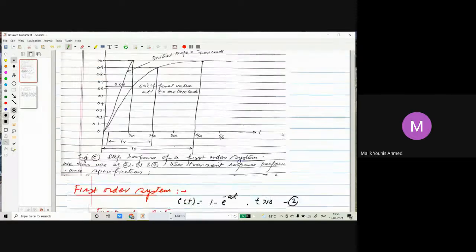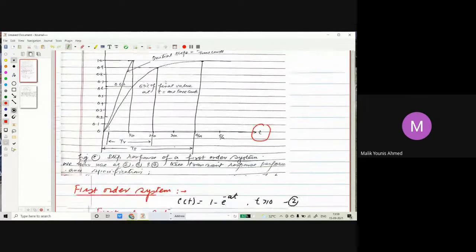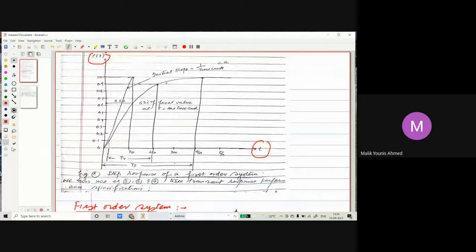Now here we can have a look. In this diagram, we have time domain analysis on this side. You can see this is time t, and this is the response of this first order step function. This is the response C of t. Now what's happening on this side? We have time. That means we have time period.